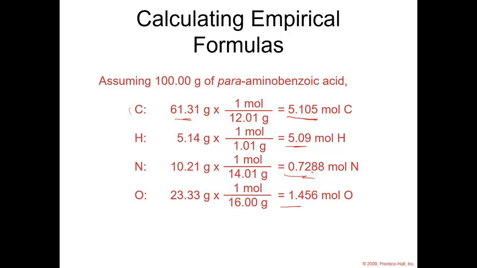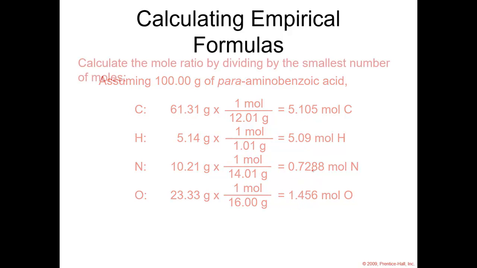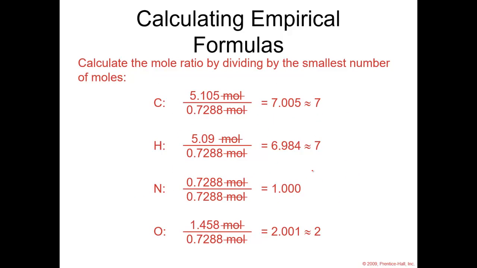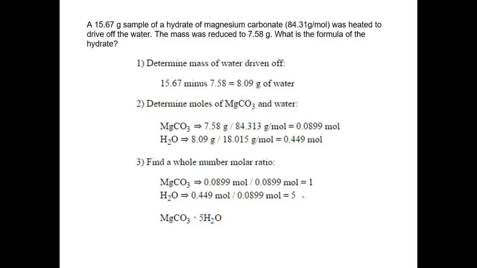These numbers have to be simplified. The easiest way to do that is divide them all by the smallest, which would be 0.728. And when I do that, I get about 7, 7, 1, and 2. So my formula is going to be C7H7N1O2.